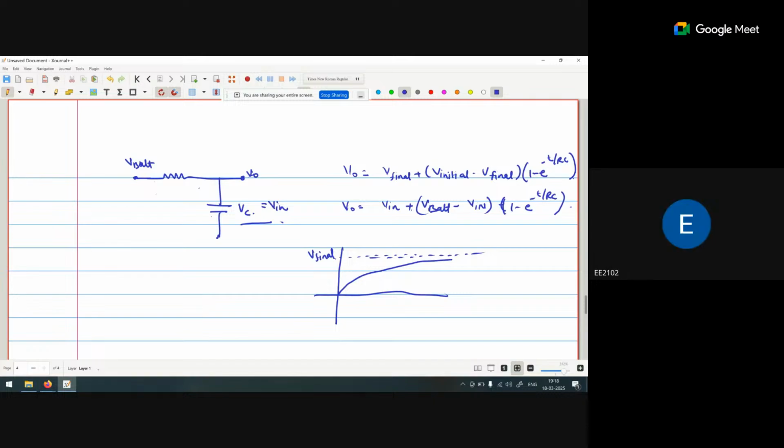Because if we see that Q is equal to CV, if we increase the voltage, we have to increase the charge. Q will be increased, so to store that charge the size has to be increased. So if we want to store a 5-volt battery, our capacitor size will be increased.